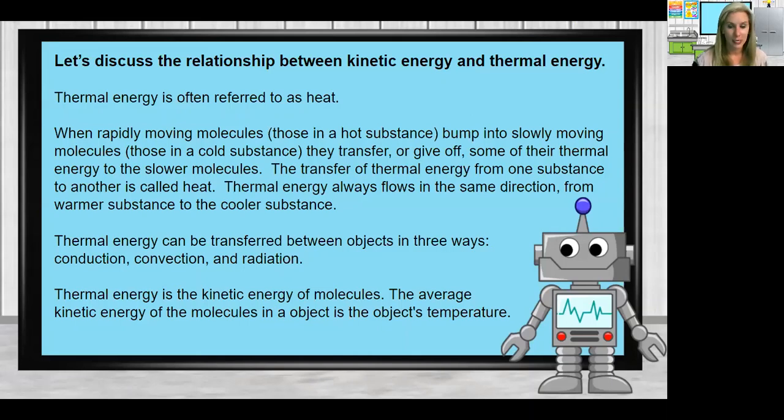All right, that is it. We just needed to cover the relationship between kinetic and thermal. There isn't a specific relationship between potential and thermal, because thermal energy is specifically a type of kinetic energy.